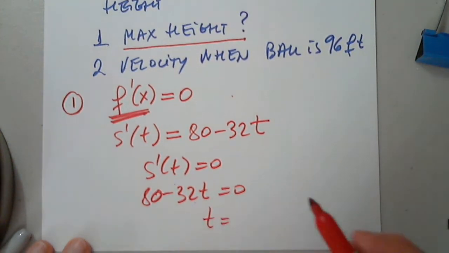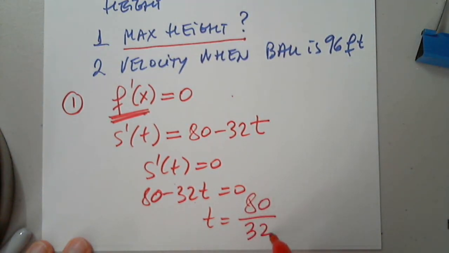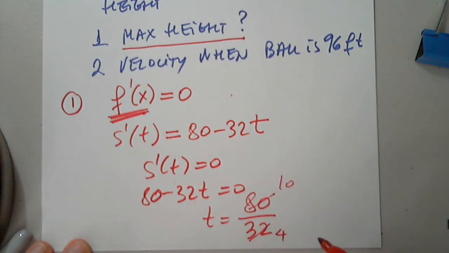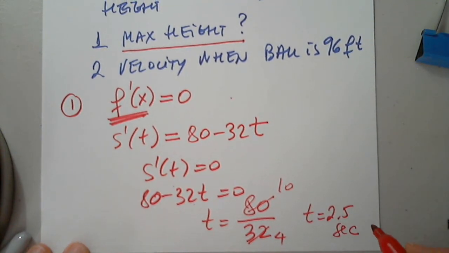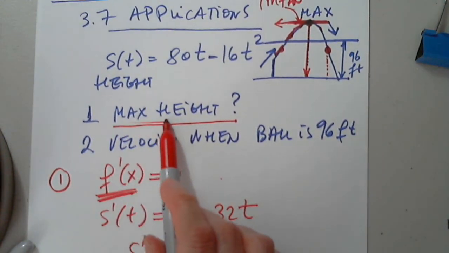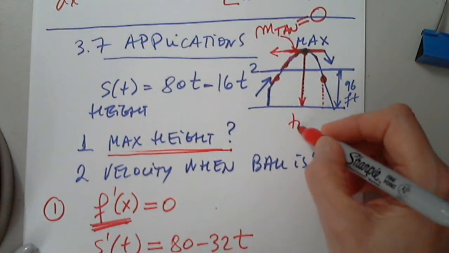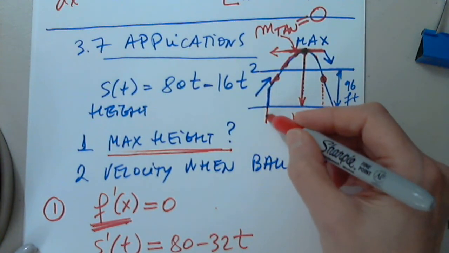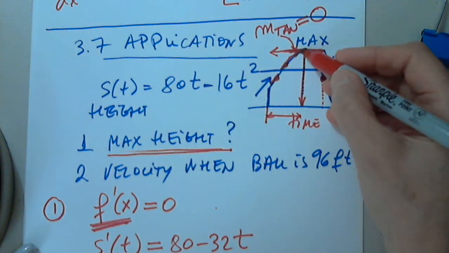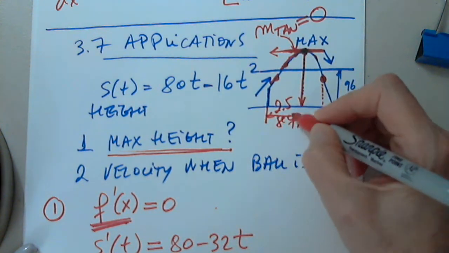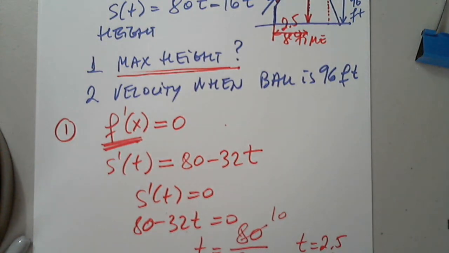Of course, time has to be positive. So 80 divided by 32. I'll simplify by 8, and I'll simplify by 2, so t equals 2.5 seconds. Notice that this is not the maximum height. This is the time from the moment I throw it up in the air till it reaches the maximum, and that is 2.5 seconds. How do I determine now the maximum height?